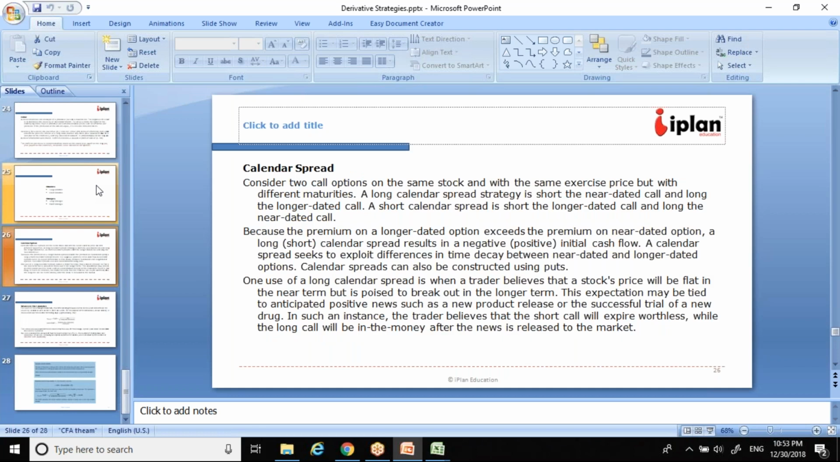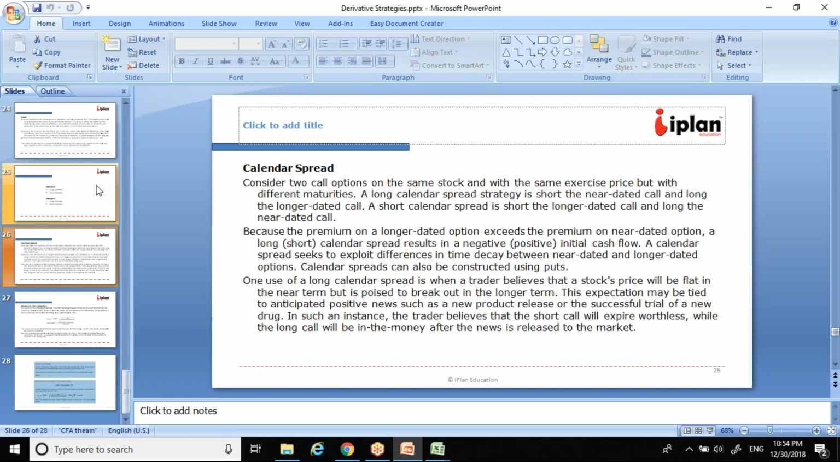So calendar spread is basically you have higher premium in next month contracts and lower premium in current month contracts. So we have two call options on the same stock with the same strike price but different maturities. A long calendar spread is short the near dated call. So you sell the near dated call, current month, let's suppose January month call, and buy the long dated call. So next month call you buy, which has a higher premium.